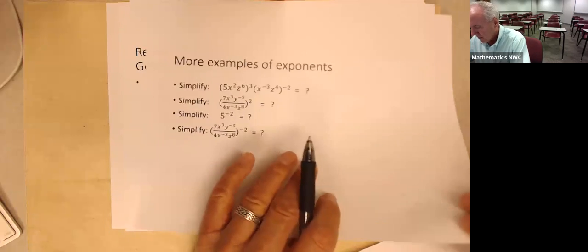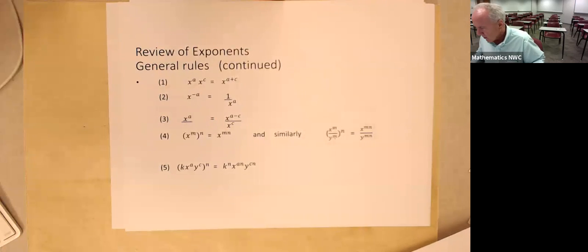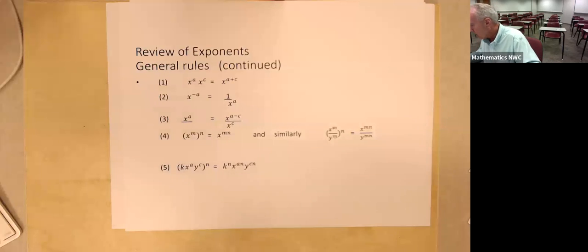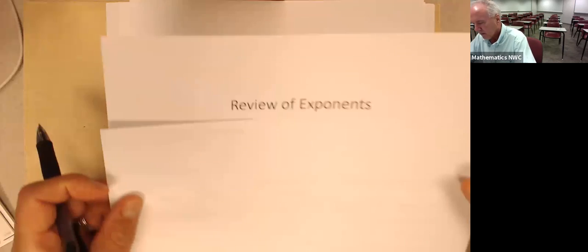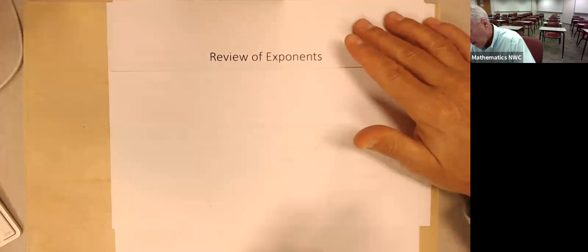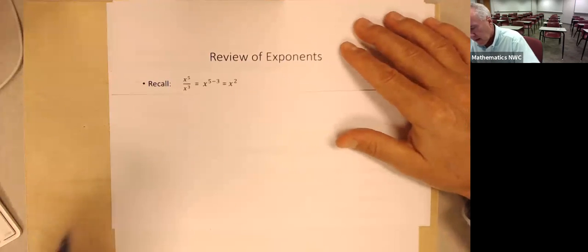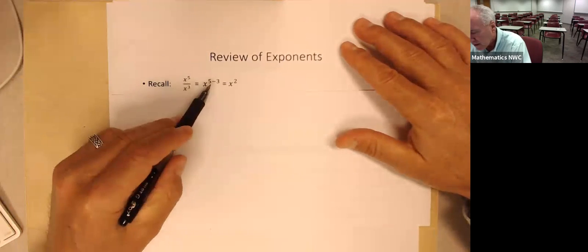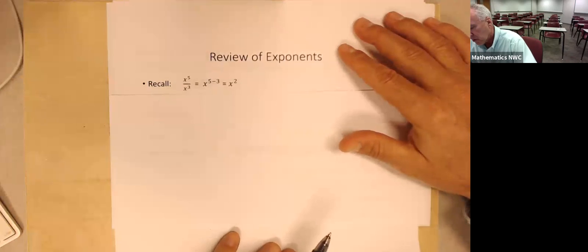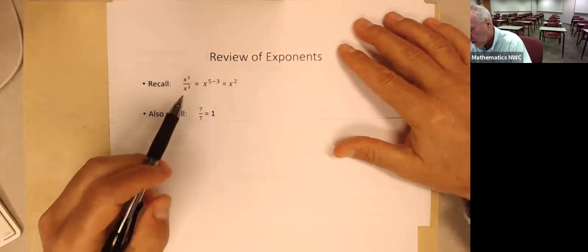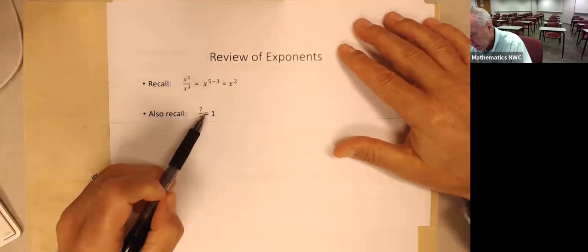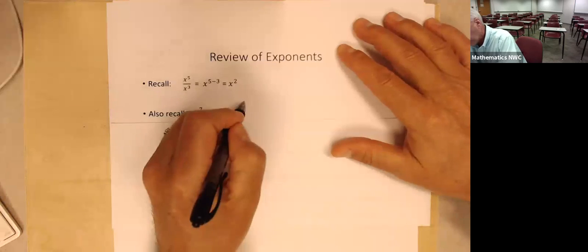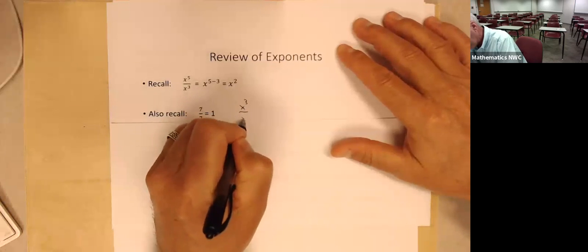These are the rules that we've developed so far. We're going to add one more to them now. One more rule. You recall that when we had division, we subtracted the exponents. Simple enough. I'd also like you to notice that if my numerator is ever exactly the same as the denominator, I would get 1.